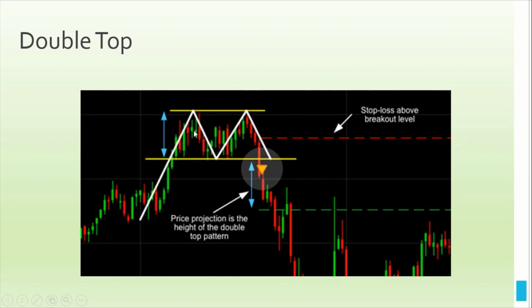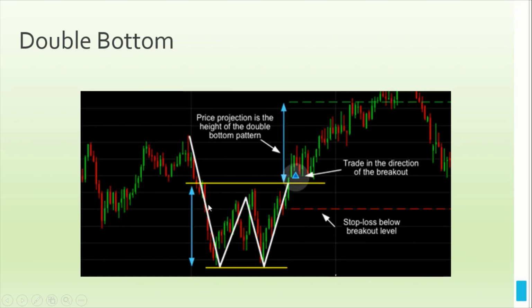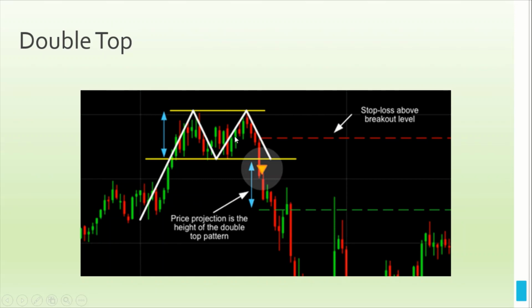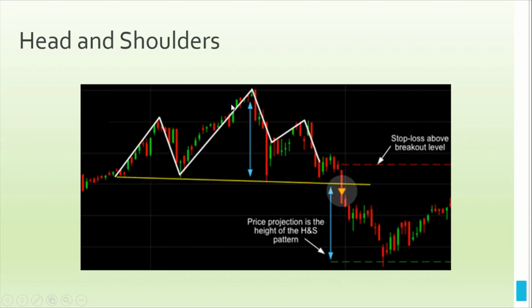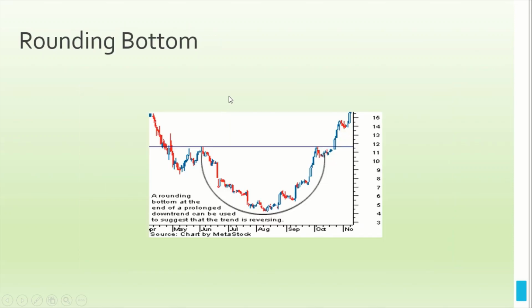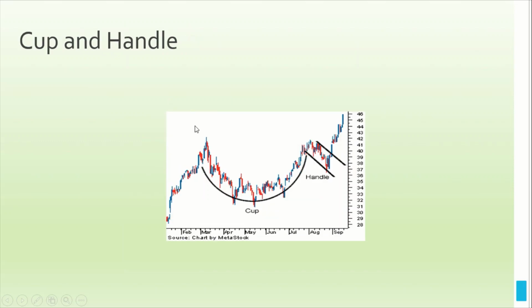Then we also have double top. Okay? So if we have double bottom, we have double top. Head and shoulder. Okay? So ito yung head at mukha namang shoulder ito. But of course, you're just using this resistance line right here. Okay, so those are breakouts, breakouts. Rounding bottom, it looks like this. Okay, cup and handle, pinagkaiba rounding bottom but meron siyang handle.